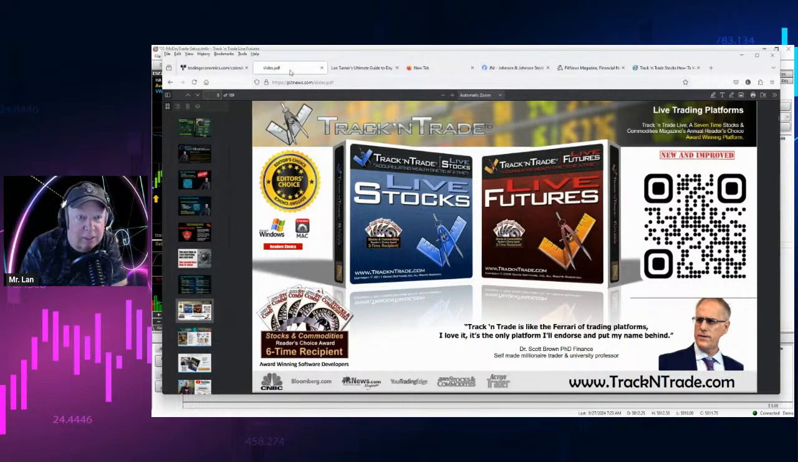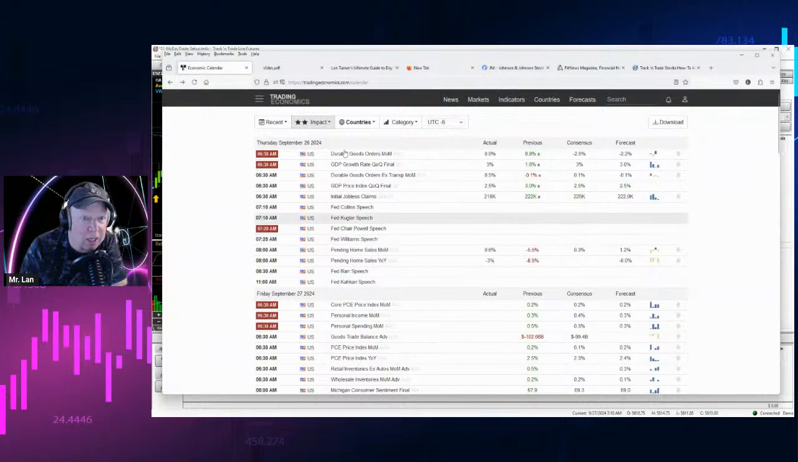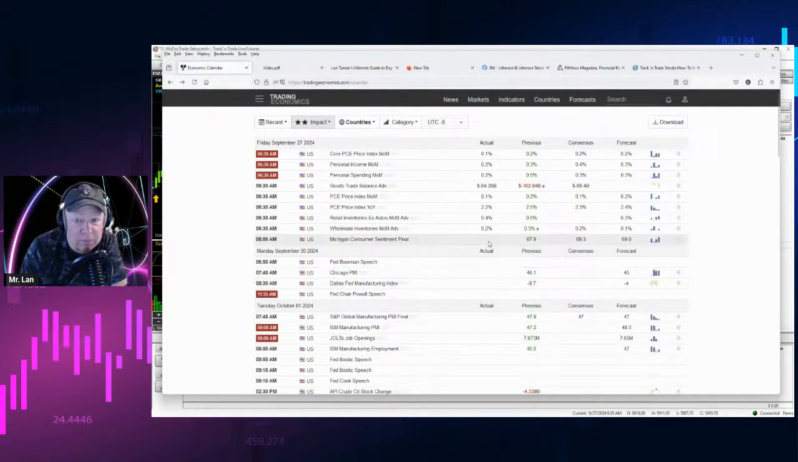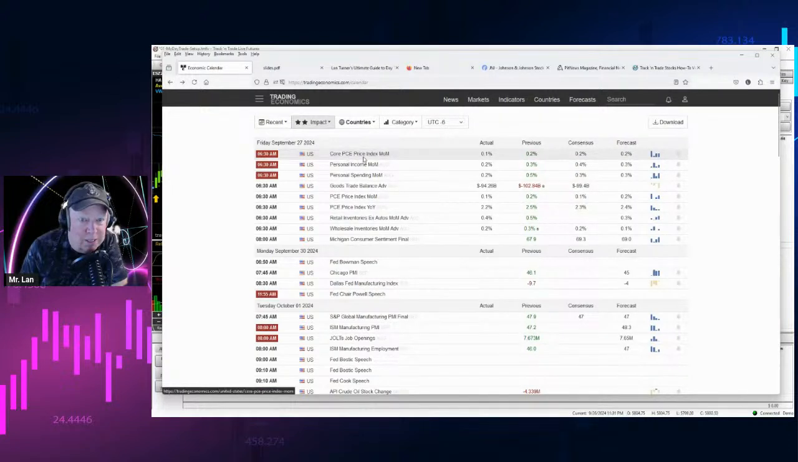Let's come over here to the economic calendar. This is where I really wanted to come. The first thing we want to realize is that this morning we had the core PCE price index month over month. The forecast was 0.2, the consensus was 0.2, the previous was 0.2, and the actual was 0.1 for the core price index month over month.